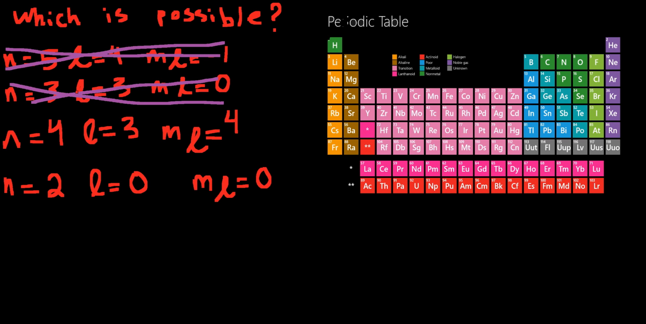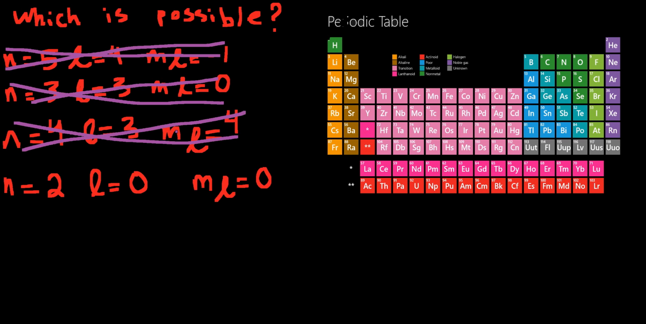Let's look at option C. Okay, n equals 4, L equals 3. So here we have this agreement. This is fine. But notice how ML is 4, and we already said that ML has a range. Your ML could be either -3, -2, -1, 0, 1, 2, or 3. It cannot be either 4 or -4. So this is wrong because it's out of the range of the L.